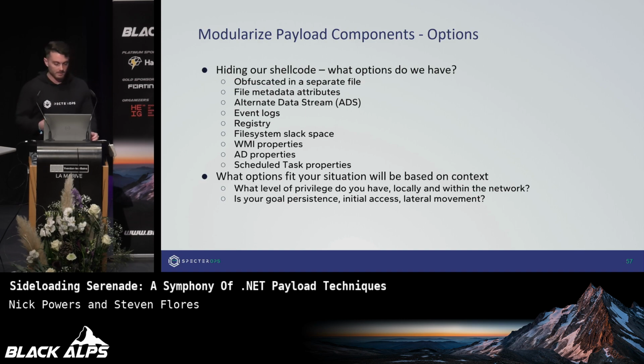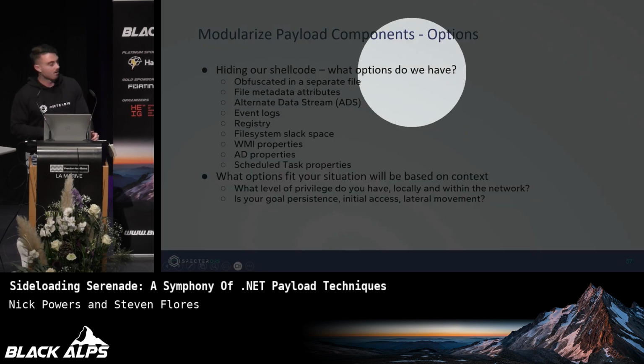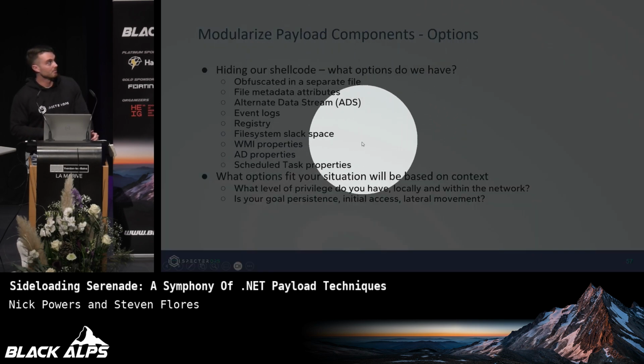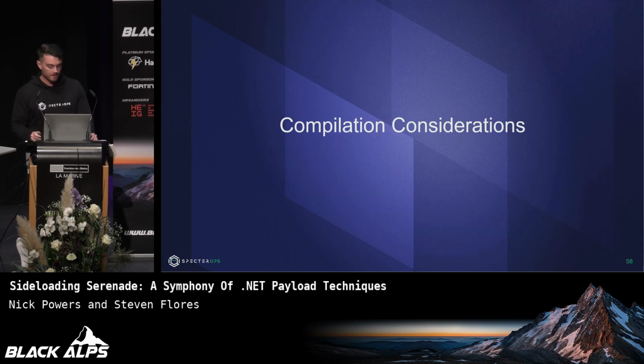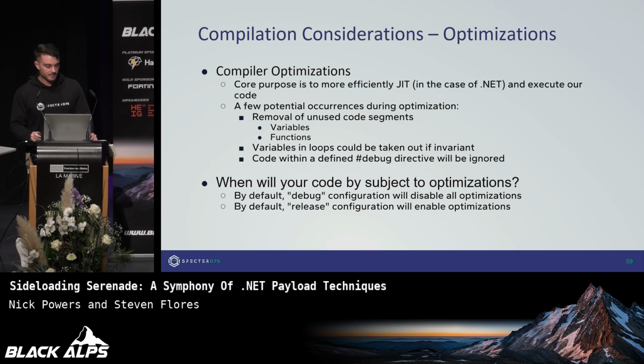You also want to take into consideration whatever your context is. In initial access, you won't be able to do things like alternate data streams, because when you apply an ADS to a file, that won't exist when you move it to another Windows machine, for example. So, a couple of compilation considerations. When you're compiling .NET, optimizations are there for more efficiency with whatever is being just-in-time compiled.